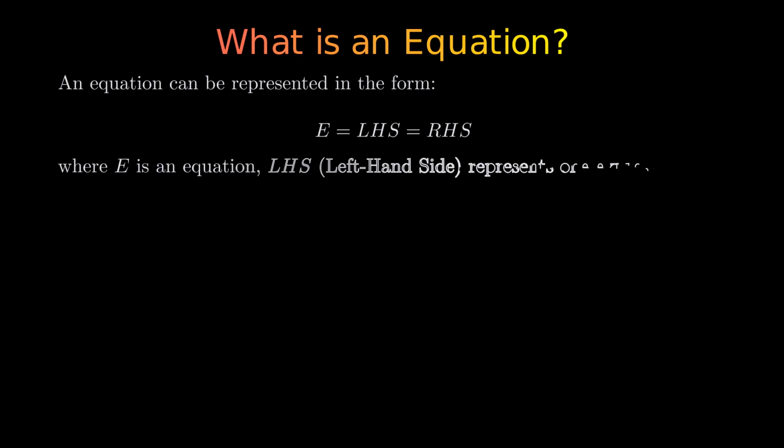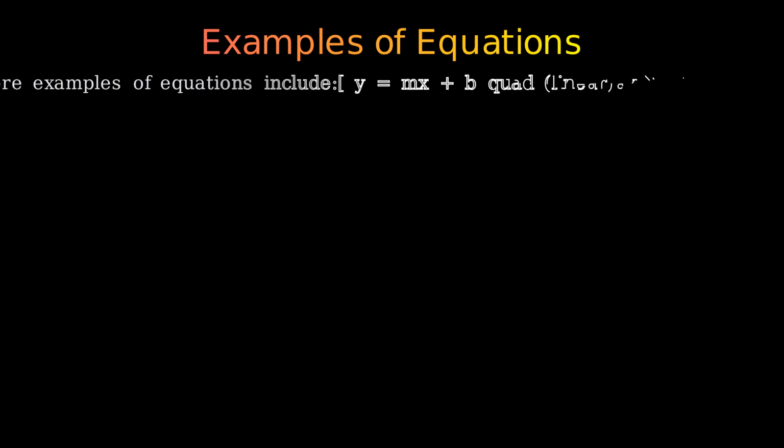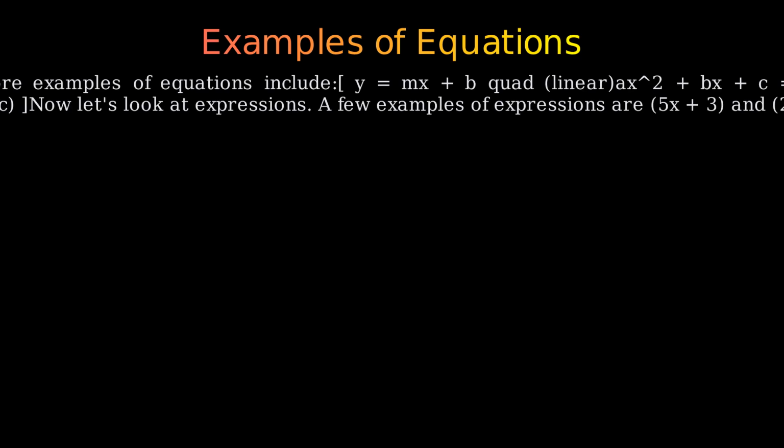An equation can be represented in the form E: LHS = RHS, where E is an equation, LHS, left-hand side, represents one expression, and RHS, right-hand side, represents another. An example of this is 5x + 2 = 12. Some more examples of equations include y = mx + b, linear, and ax² + bx + c = 0, quadratic. Now let's look at expressions.